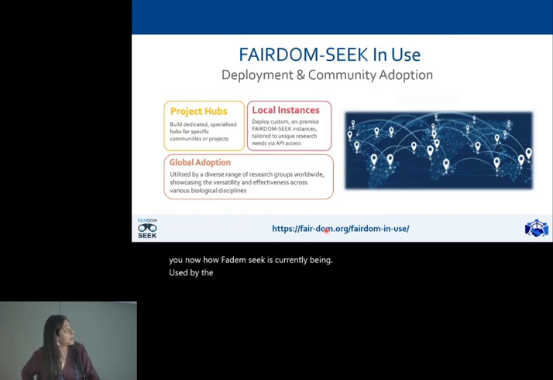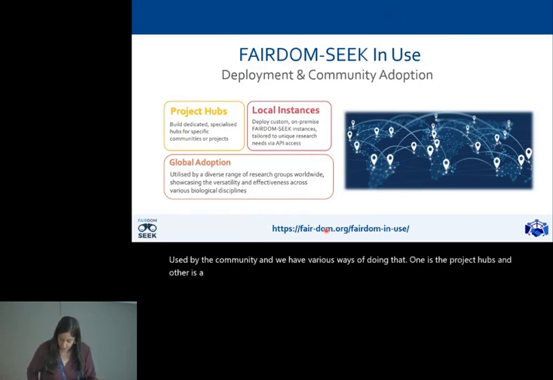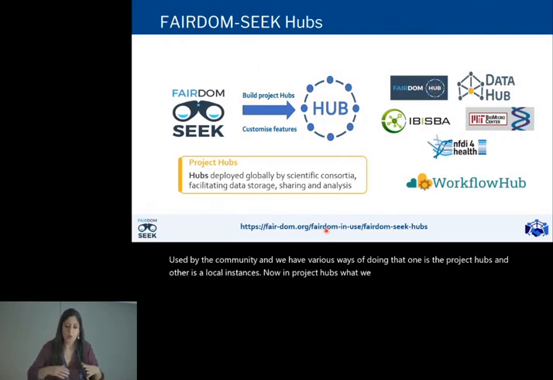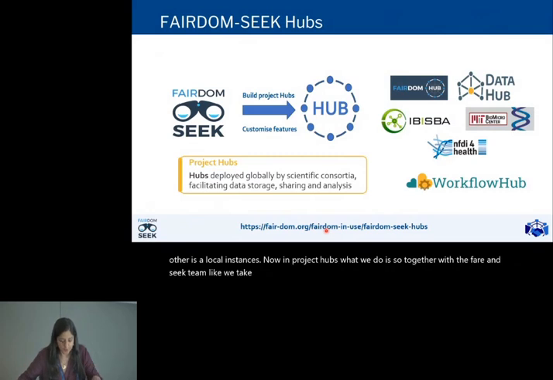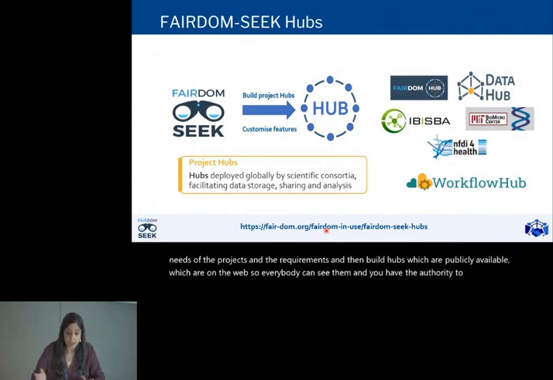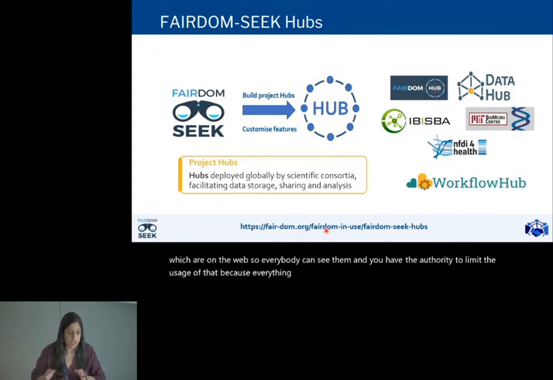And I'm going to tell you now how FAIRDOM SEEK is currently being used by the community. We have various ways of doing that. One is the project hubs, and the other is local instances. In project hubs, together with the FAIRDOM SEEK team, we take the FAIRDOM SEEK software and customize it based on the needs and requirements of the projects, and then build hubs which are publicly available on the web, so everybody can see them, and you have the authority to limit the usage because everything happens via an authentication system.